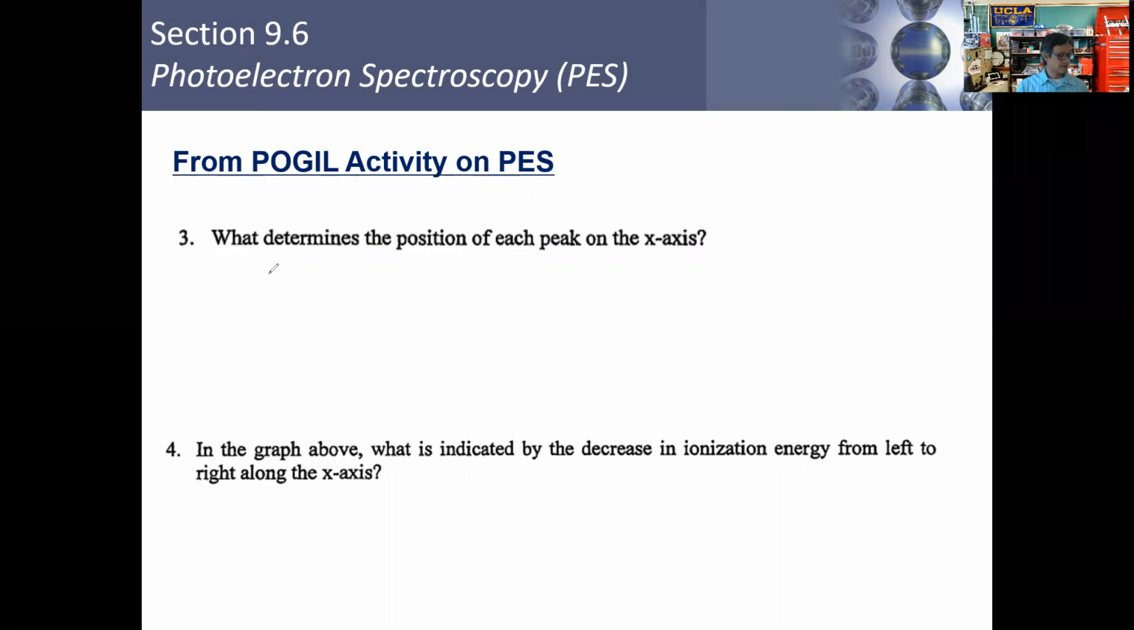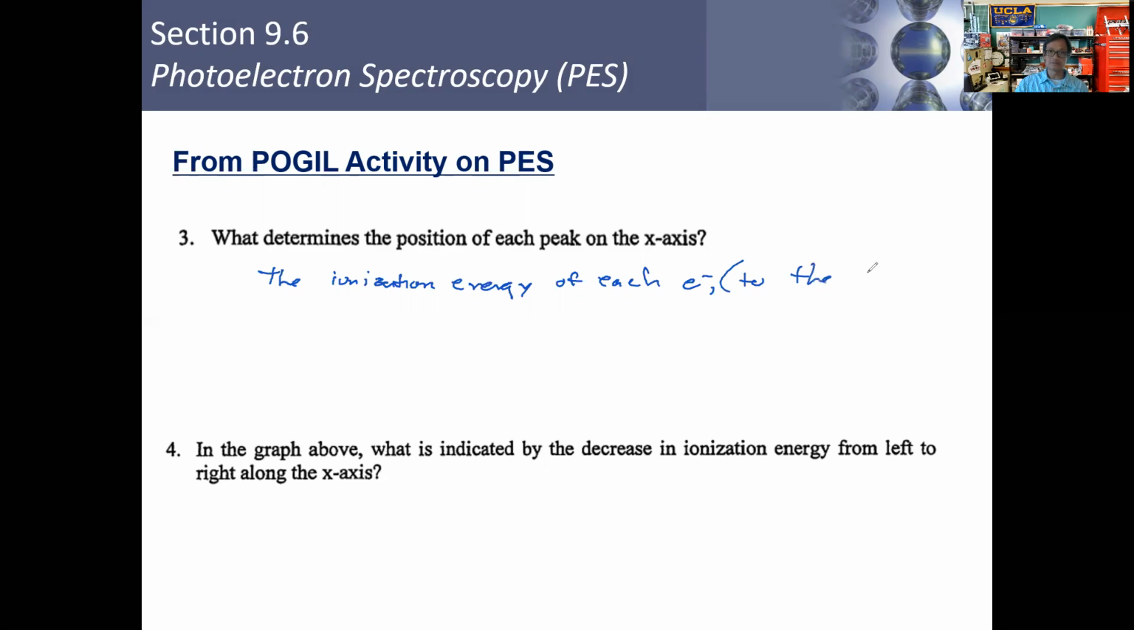If we take a look at them, what's going to determine the peak is going to be the binding energy, the ionization energy of each electron, which then corresponds to the location.